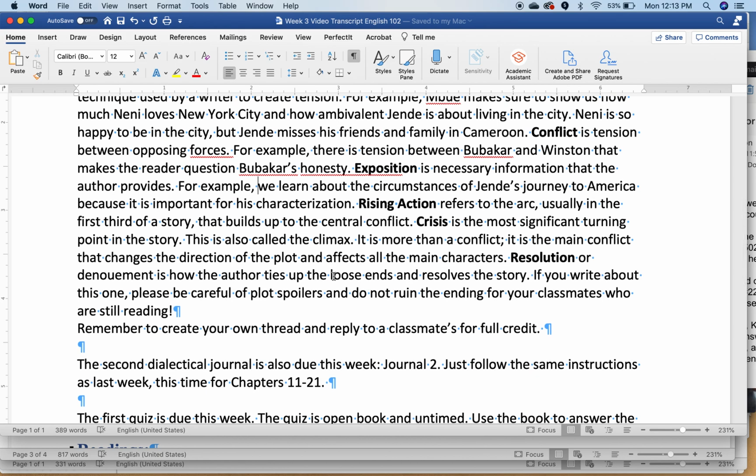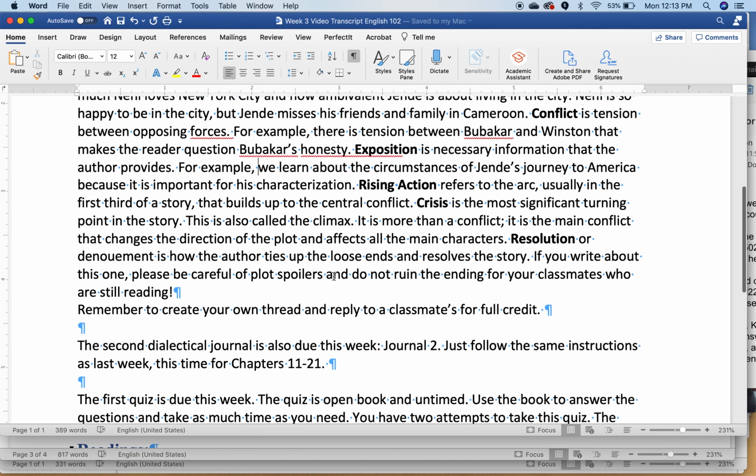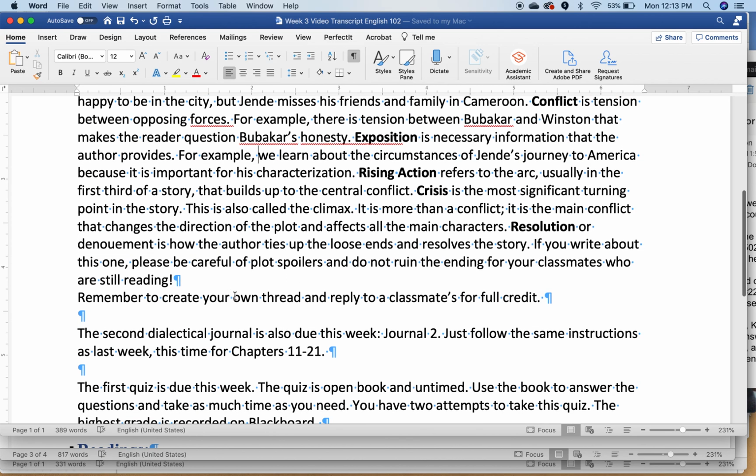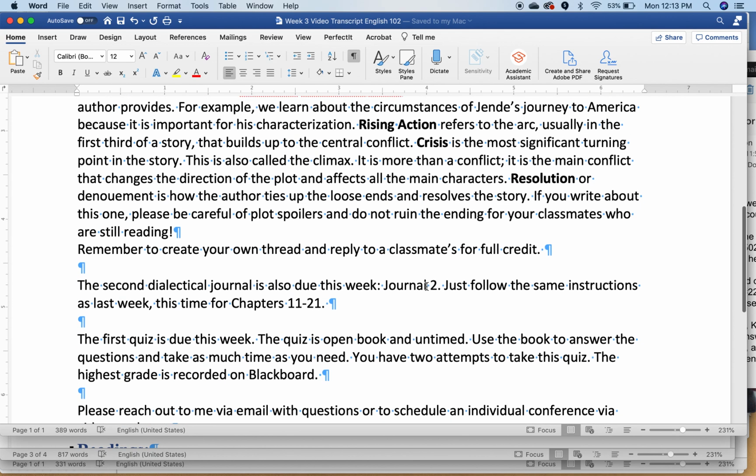If you write about resolution, please be careful of plot spoilers and do not ruin the ending for your classmates who are still reading. Remember to create your own thread and reply to a classmate's for full credit.